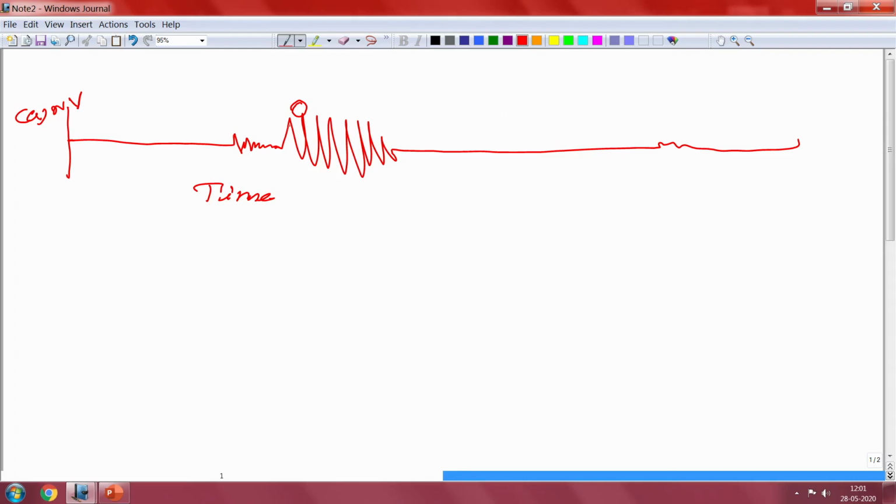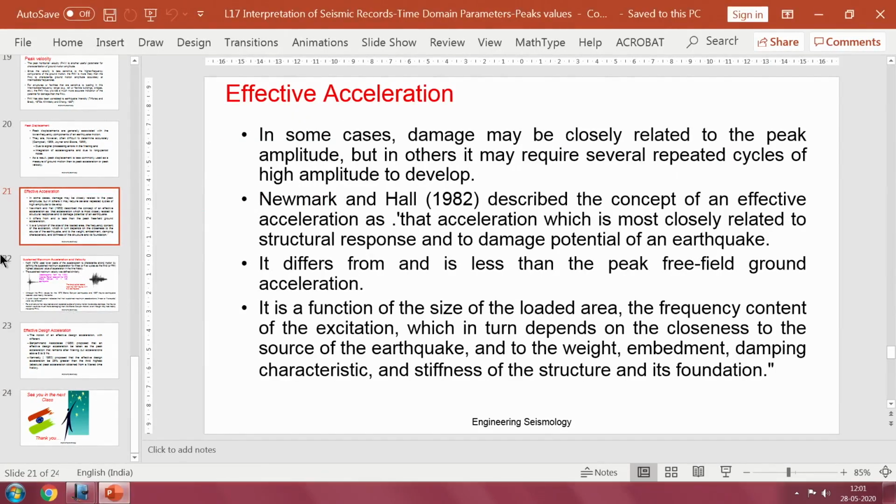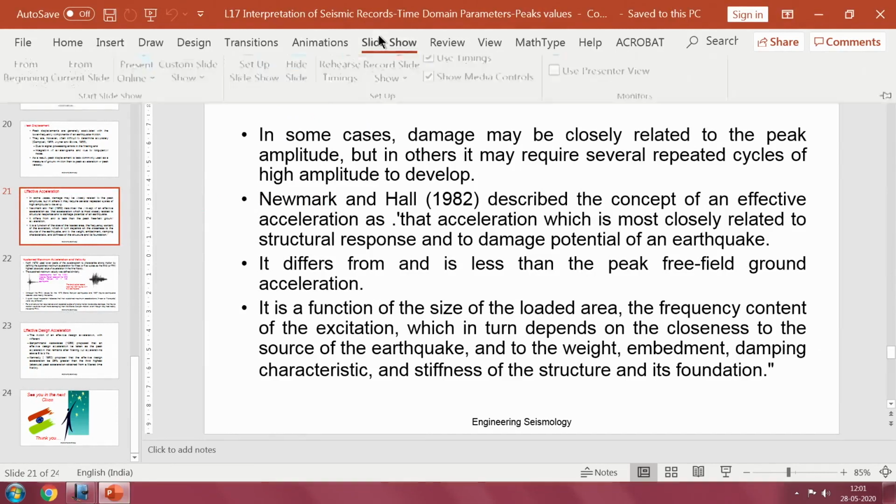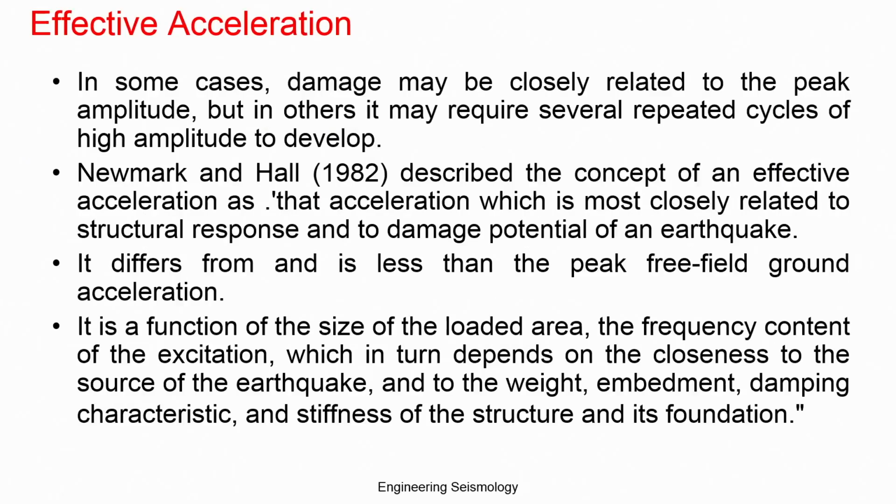So, taking the peak values is one way you can interpret the record in the time domain. The other way, where we can get an interpretation of the record from the time domain parameters, is what we are going to see next: the effective acceleration.